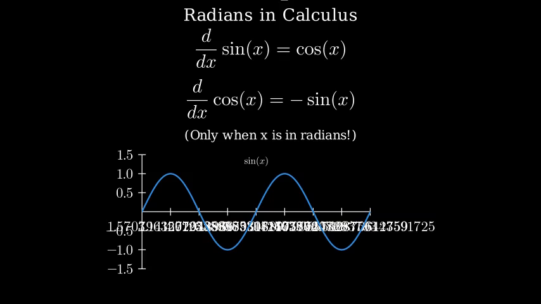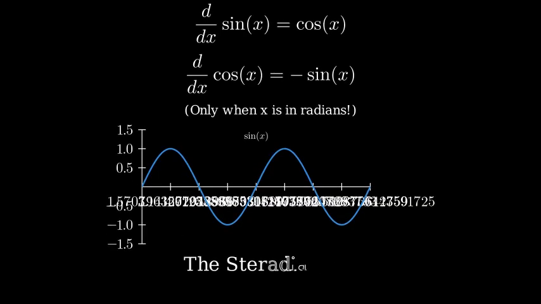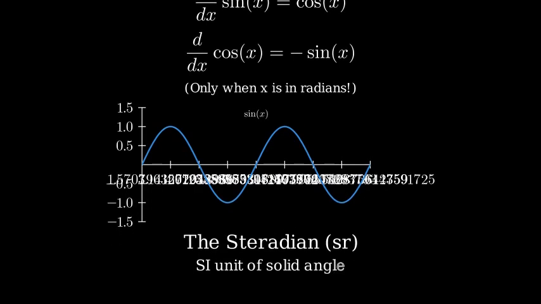Now, let's move from 2 dimensions to 3 dimensions and discuss the steradian. The steradian, symbolized as sr, is the SI unit for measuring solid angles in 3-dimensional space. Like the radian, the steradian is also a dimensionless unit, as it represents a ratio of areas.